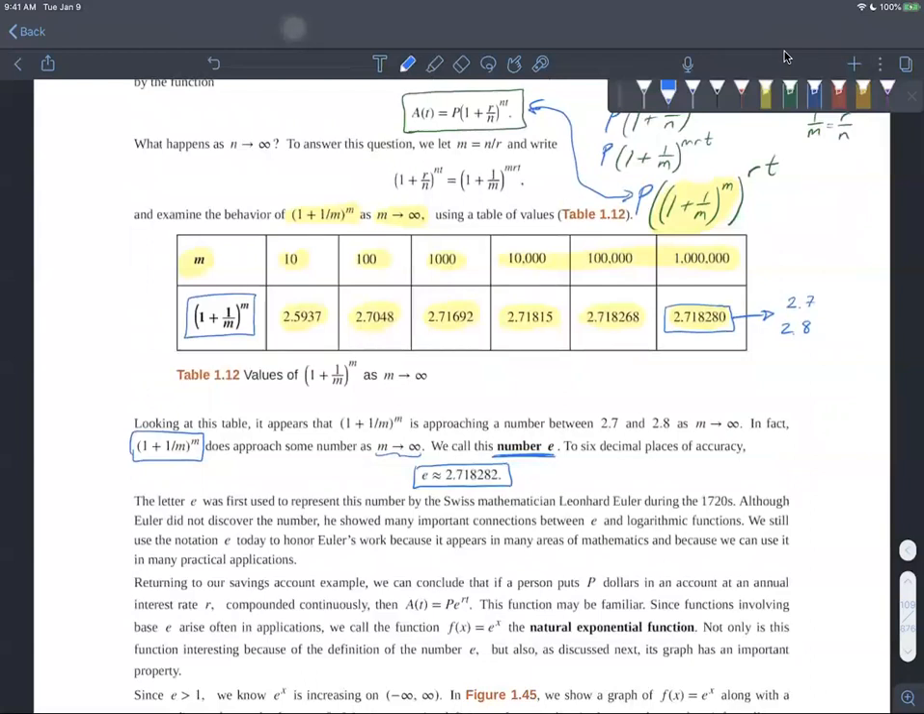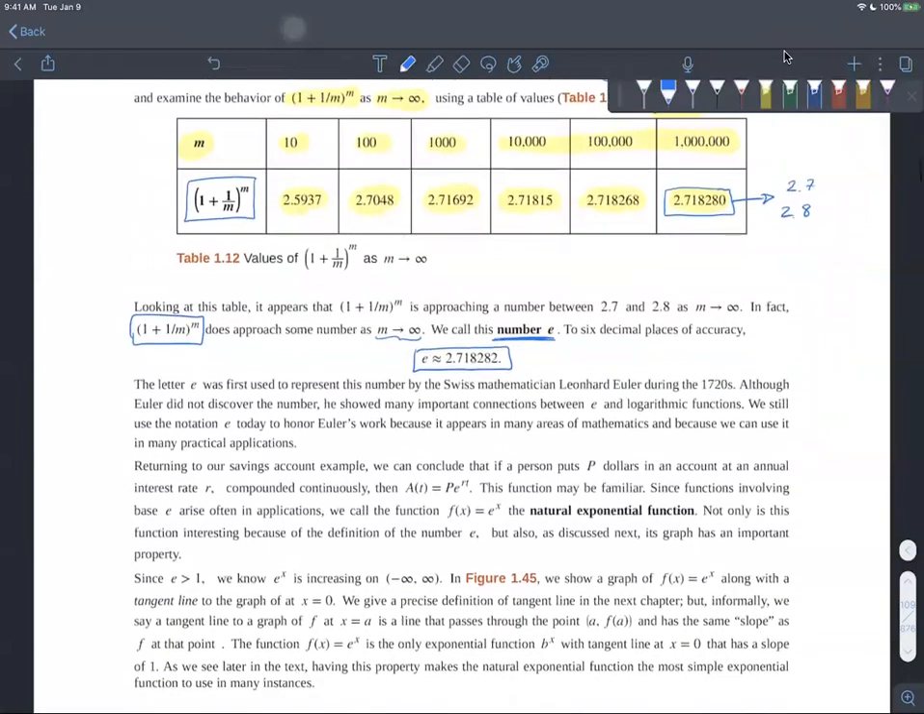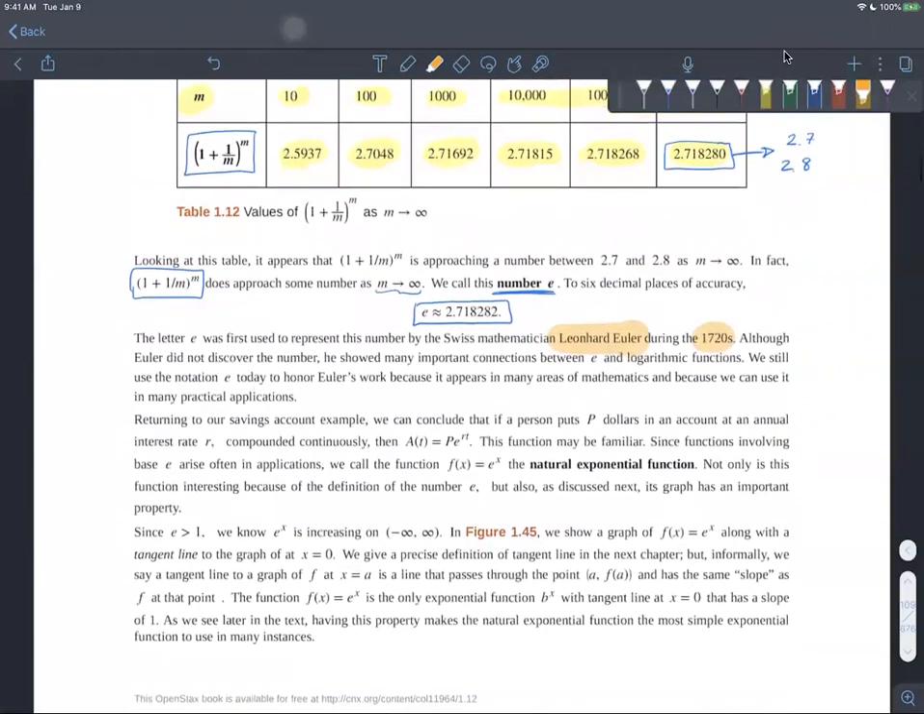So a little bit of history here. The letter e was first used to represent this number by Swiss mathematician Leonhard Euler during the 1720s. Although Euler did not discover the number, he showed many important connections between e and logarithmic functions. We still use the notation e today in honor of Euler's work because it appears in many areas of mathematics and because we can use it in many practical applications.